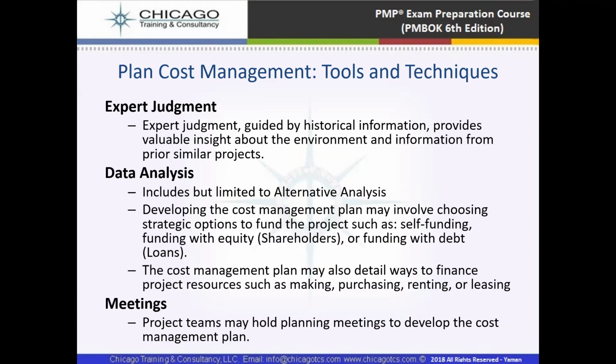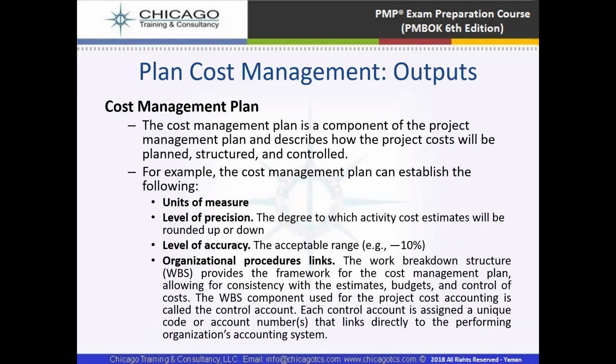Okay, now we have the outputs, which is the cost management plan. The cost management plan is a component of the project management plan. It will describe how the project cost will be planned, structured, and controlled. So after tools and techniques, we have the cost management plan, and it will show us how to plan, structure, and control the cost. The cost management plan can establish the following: the unit of measure, level of precision, level of accuracy, and organization procedure links.